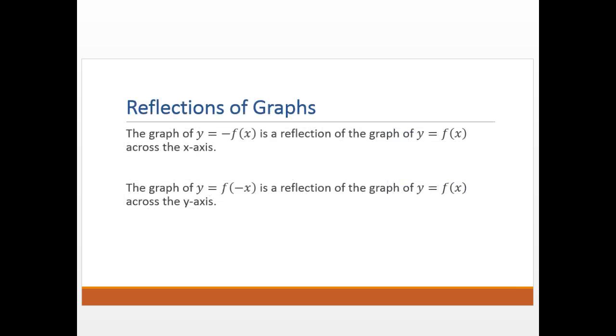Alright, reflections of graphs. If I have a negative on the outside, the graph of y equals negative f of x is a reflection of the graph y equals f of x across the x-axis. I'm flipping the graph up and down. Whereas if I have a negative inside the function, y equals f of negative x, this is a reflection of the graph y equals f of x across the y-axis.